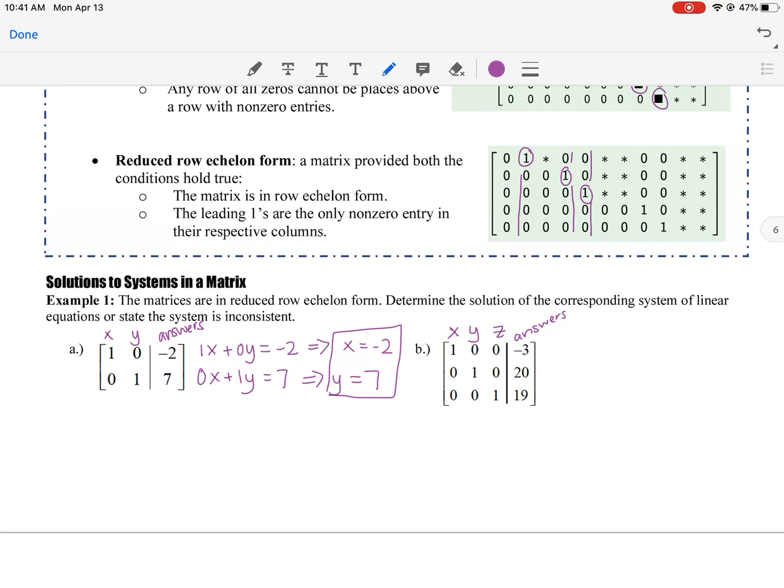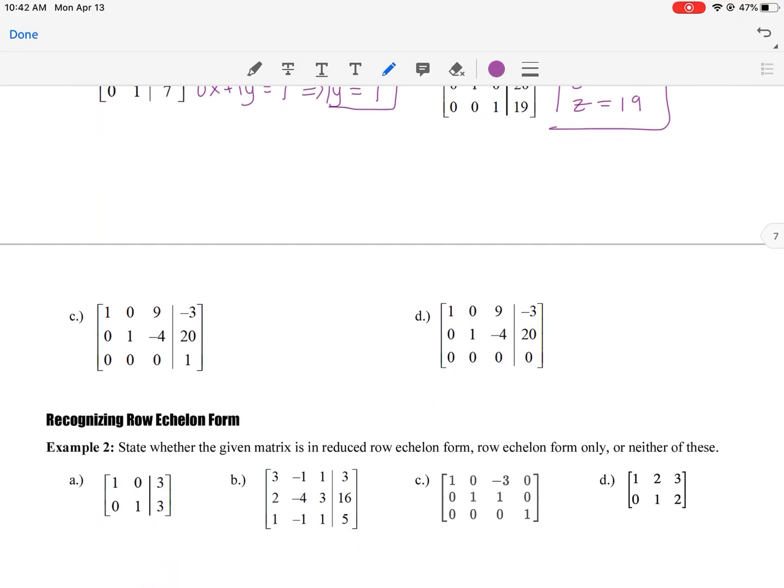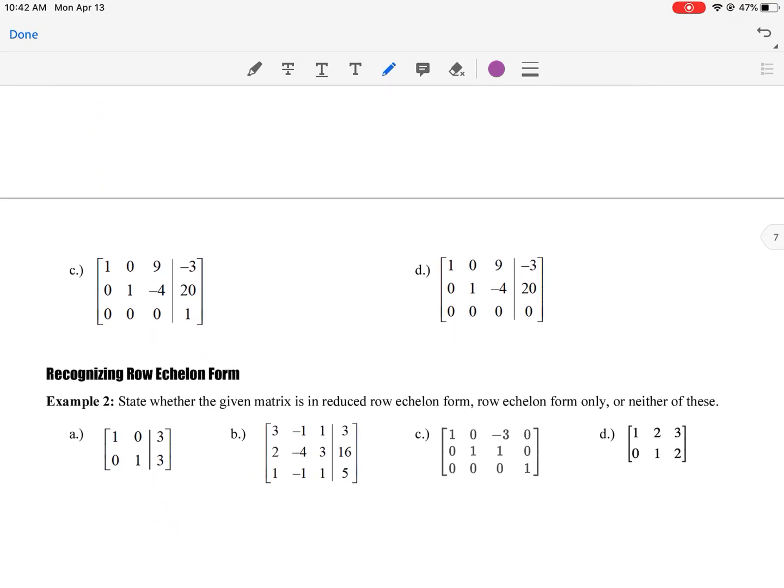Okay, this one, now that it has 3 columns, we're going to have an x, a y, and a z column. These over here on the right are always going to be the constants, the answers. So you're going to have 1x, and if you have 0 y's and 0 z's, it's really just x equals negative 3. You've got y equals 20, and z equals 19.